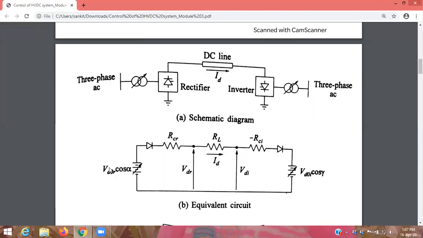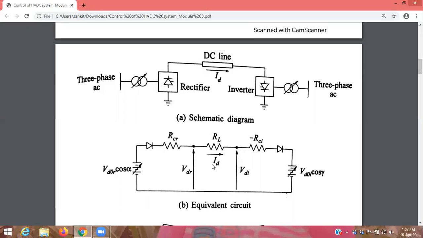Now, this VD0 cos alpha is the internal voltage in the rectifier converter. And this RC is the commutating resistance, which denotes the voltage drop due to the commutation overlap, which doesn't have any physical existence, but still we know. I think we have studied this, so this is why it is minus RC. We have studied it in the previous lecture.